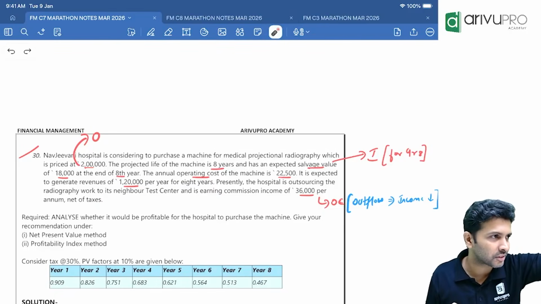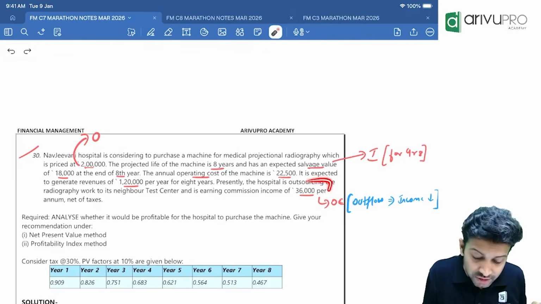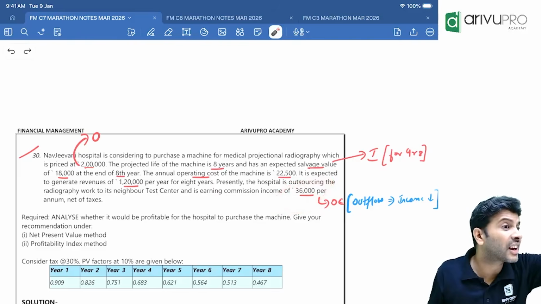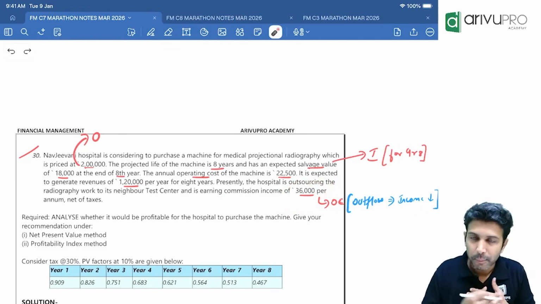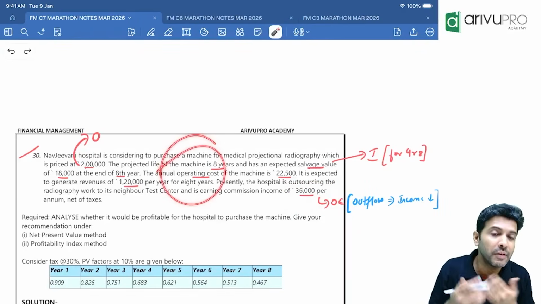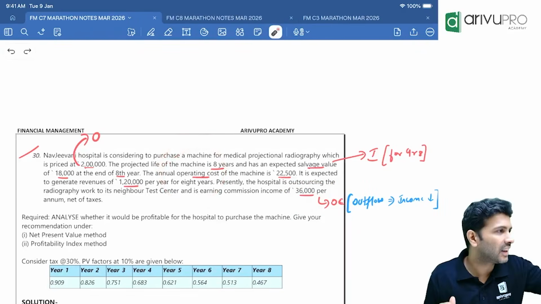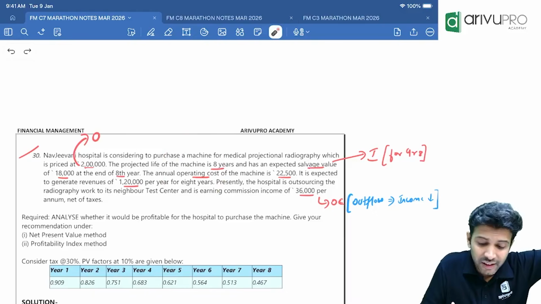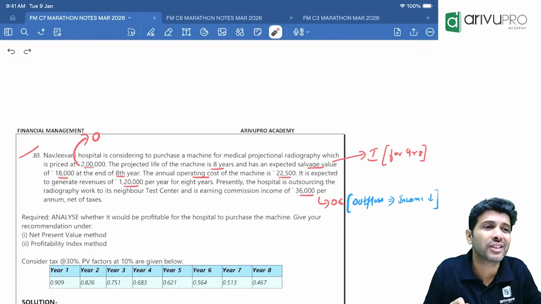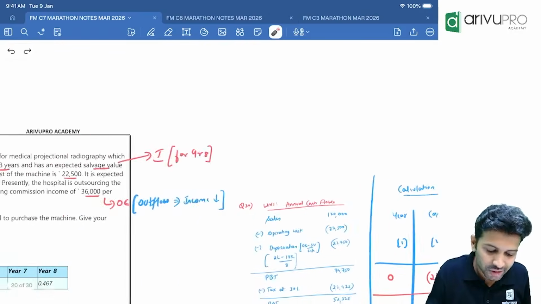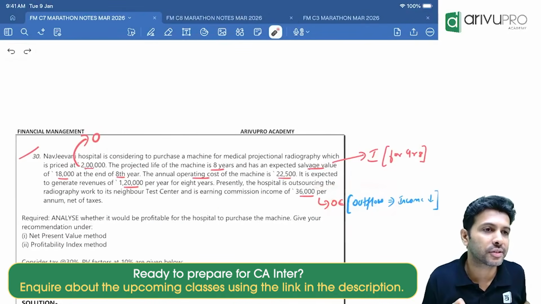Minus. Why? Sir, one income we are losing. Till now we used to get this income. But the moment we buy this machinery, we will lose this income. One income if you are losing means income is reducing. Income is a benefit. One benefit if it is reducing means what is it? Outflow. That means you will put what sign? You will put a negative sign.